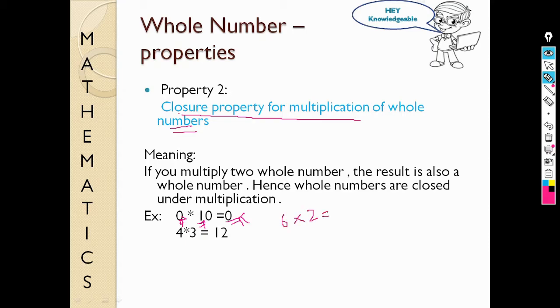The same way, if you take any two numbers that are whole numbers, 6 into 2 will give you 12. So this is a whole number, this is a whole number, and this is also a whole number. And this will be true for all the cases.